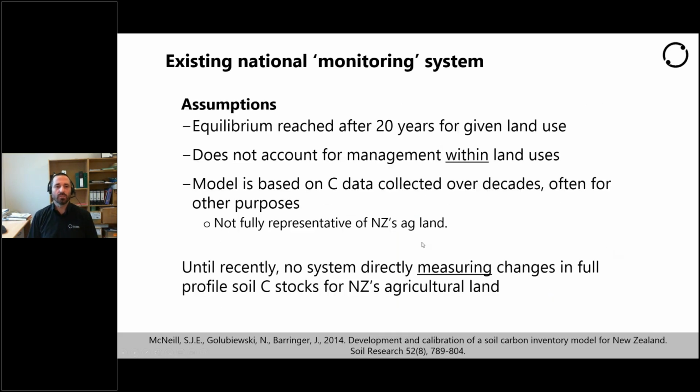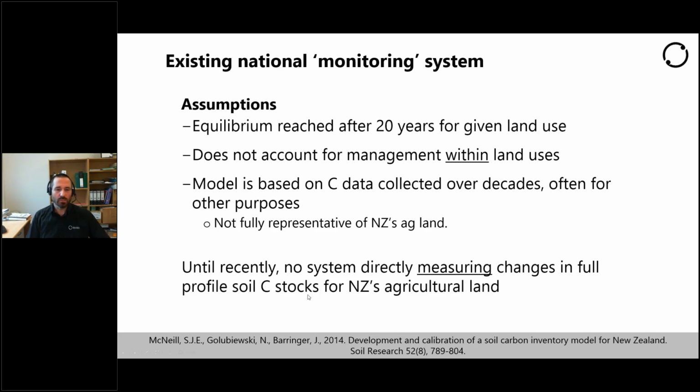So this model is pretty simplistic, and it is based on a number of assumptions, such that if a land use is converted, land use changes from one to another, it'll reach a new equilibrium after 20 years. And it doesn't account at all for management within land uses. And it's also based on data that's collected way back to the 1960s, and often for other purposes. And it's not fully representative of New Zealand's agricultural land.